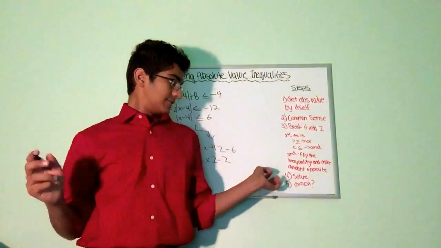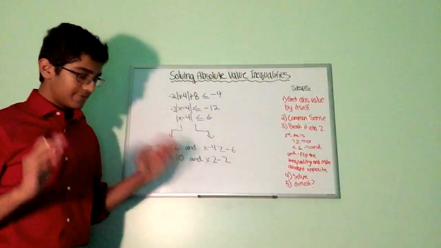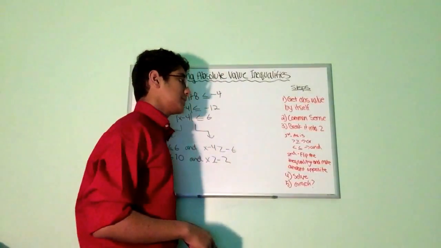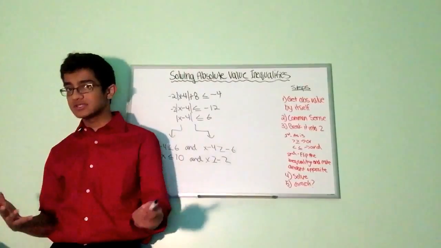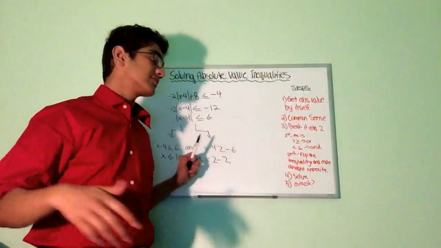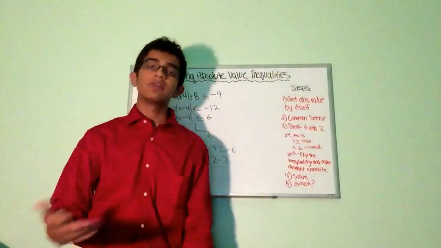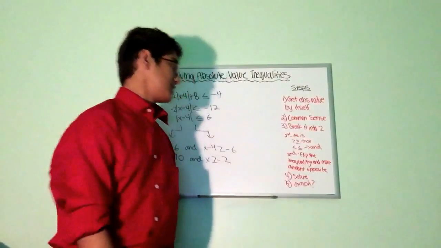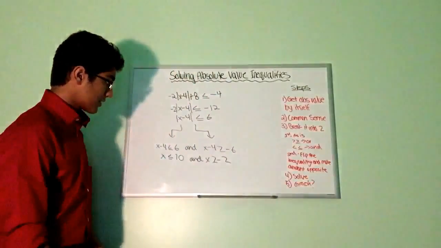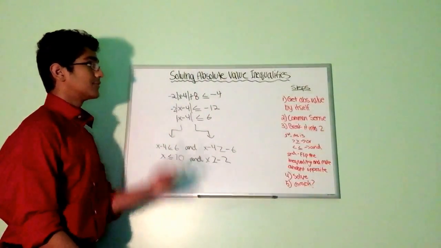And then the fifth step would be to graph, but sometimes they don't want you to graph, they just want the inequalities. So depending on the question and the directions that your teacher has given, you graph. Okay, and yep, this is how you solve absolute value inequalities.